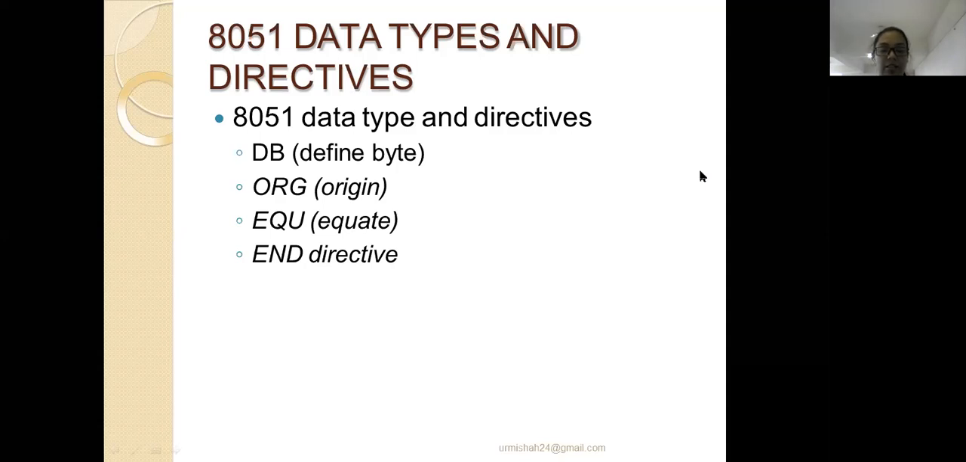The EQU directive is used if you want to assign a specific value to a specific variable, and inside the program you can just use that variable name. The END directive is used to end the specific operation or task which is going on during the program.